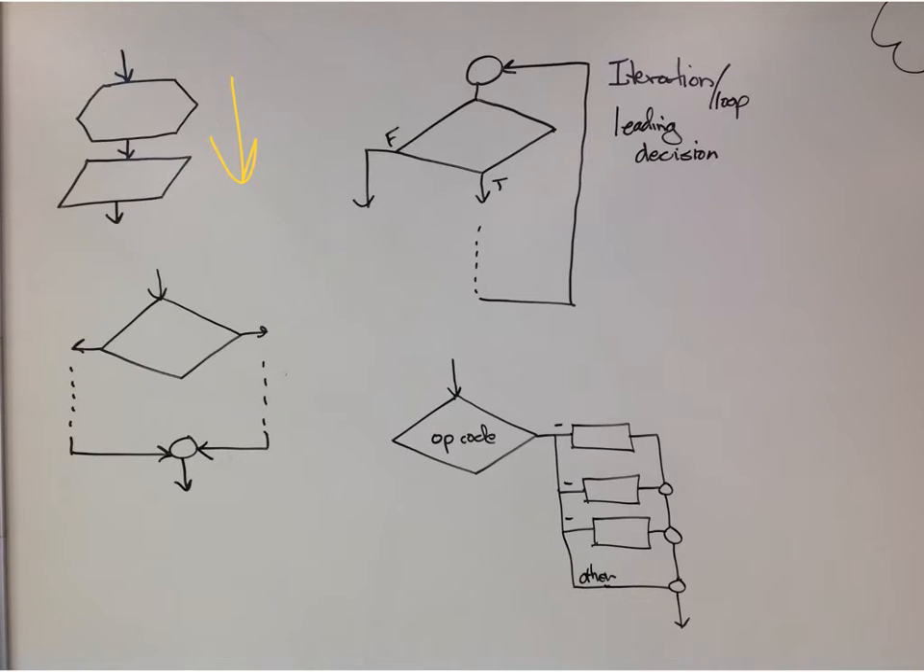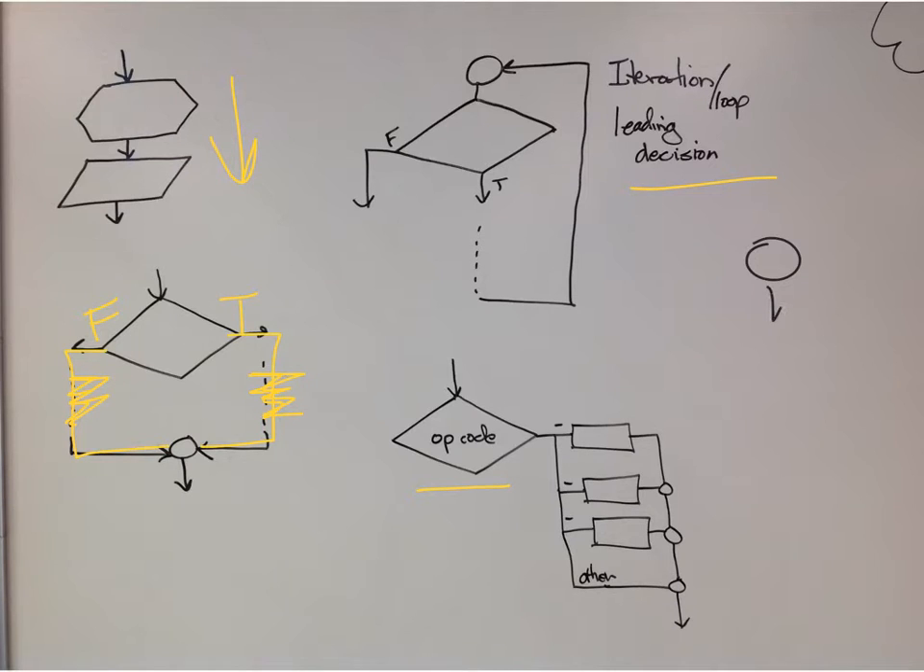Sequential, conditional, make sure you have a true and false, which way you go. Functions, different processing, I should say, in between there. This is a conditional, and then we talked about case structure, iteration, leading decision, and an iteration with a trailing decision.